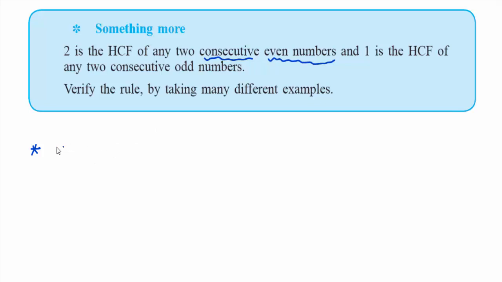फॉर एग्जाम्पल, इसको हम लोग वेरीफाई कर लेते हैं. क्या बोला है कि verify the rule by taking many different examples. If 2 is the HCF of any two consecutive even numbers, आपको इसमें फिर HCF find out नहीं करना है. फॉर एग्जाम्पल 4 is the even number, after that even number दूसरा कौन सा होगा, इसके आगे वाला 6 होगा. तो इसमें बोला है कि HCF of 4 and 6 is 2 directly. No need to find out the factor of 4, no need to find out factor of 6.